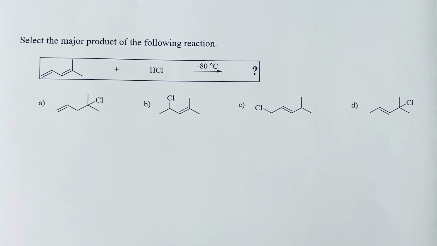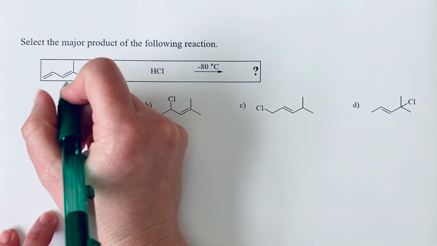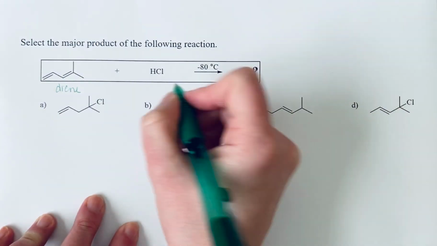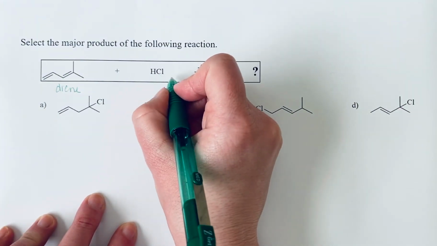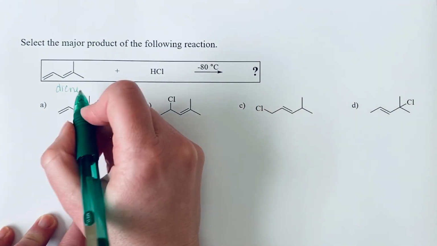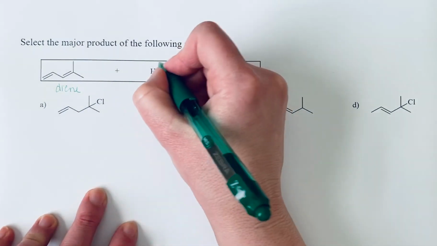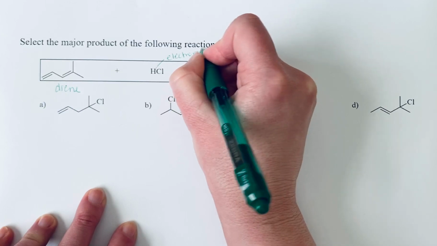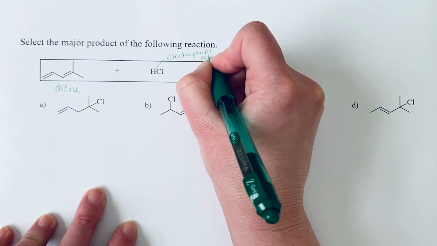Select the major product of the following reaction. If we look at what we have, we are starting with a diene, and we are reacting this with HCl, hydrochloric acid. And so alkenes and hydrochloric acid, we know that these undergo electrophilic addition reactions. So we're going to be looking at an electrophilic addition.